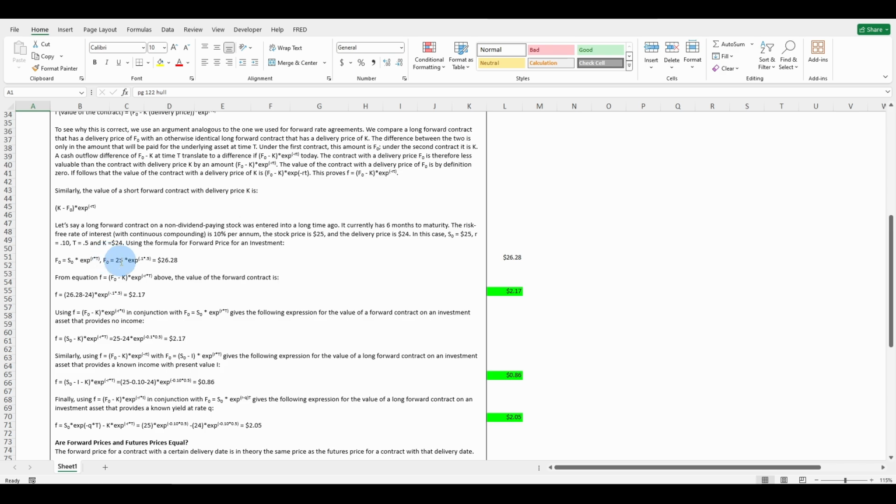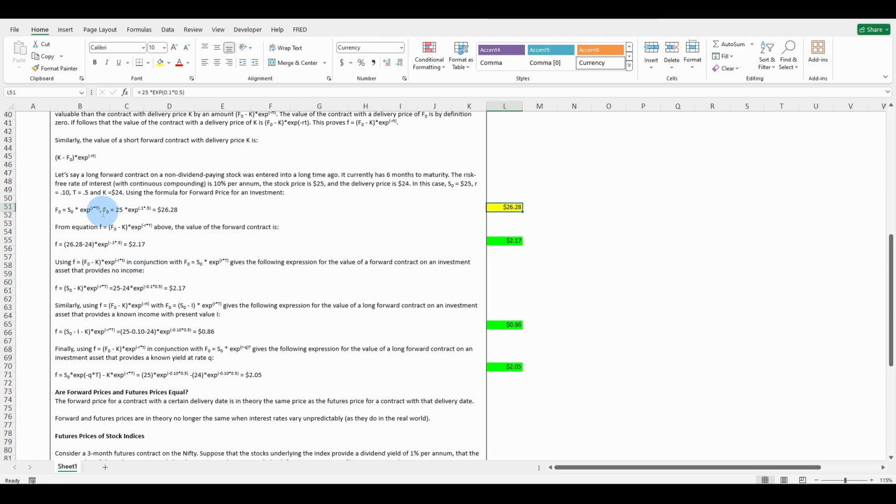F of O is equal to 25 times EXP(1.1 times 0.5), which is equal to 26.28. So it's sort of like an option, if you will. We've got a stock price of 25, a delivery price of 24, and the forward is 26.28. You have to take into consideration the interest cost.